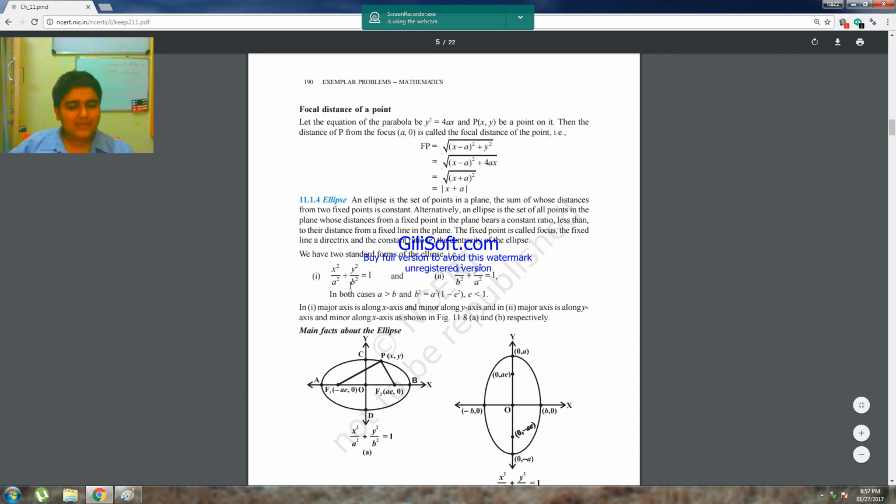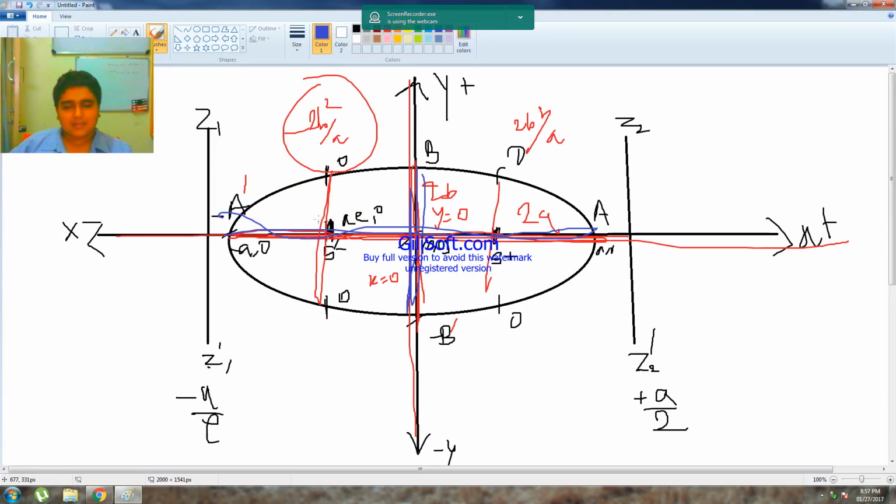But in case A, A is greater than B, and in another case B is greater than A. Or in other words, for an ellipse like this one that you're seeing on your screen, A is greater than B, because this thing over here is A, and this thing over here is B. The one you're seeing with this green color, this thing is B, and this thing is A.